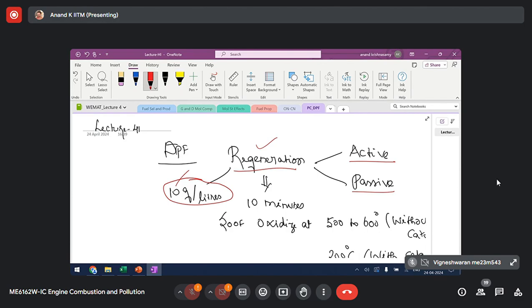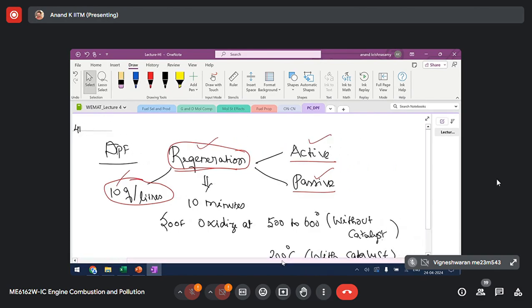So you need to carefully monitor the pressure drop in the exhaust line using a sensor, and then start this regeneration process, which will continue for 8 to 10 minutes, and the filter will be cleaned. To clean the filter, you have either an active option or a passive option. In the active option, you burn the collected soot by increasing the temperature.